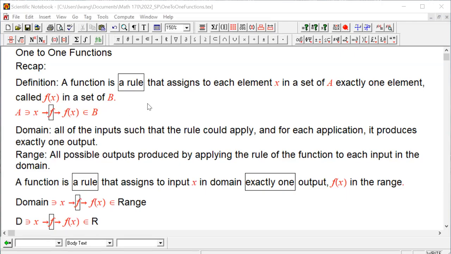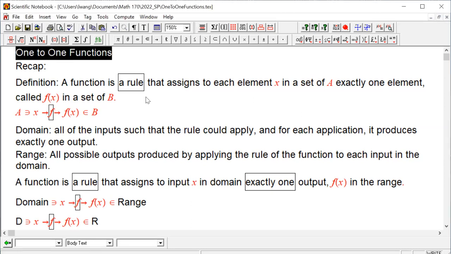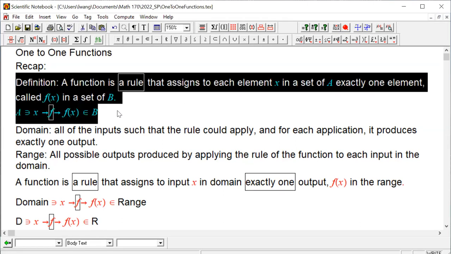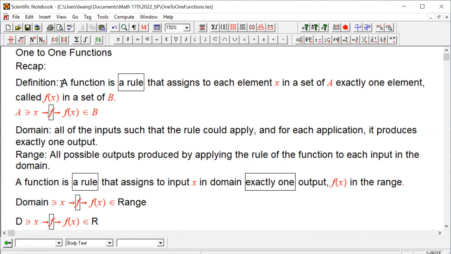Hello. In this lesson, we're going to talk about one-to-one functions. Before we do, we'd like to recap the definition of a function. We went over this concept in the previous video: a function is a rule that assigns to each element x in the set A exactly one element called f of x in the set B.